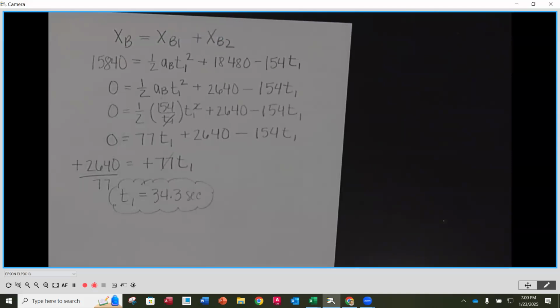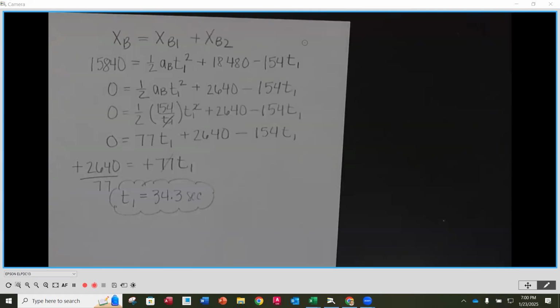All right. So now that we have our T1, that means that we can calculate our acceleration in this time frame. Okay. So we're going to use that relationship that we just had inserted.